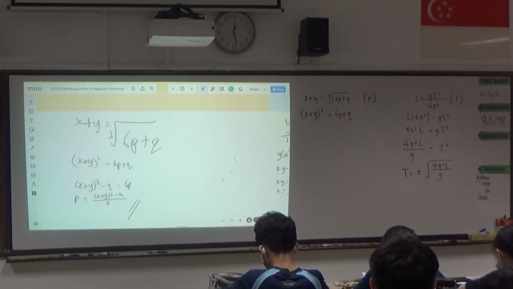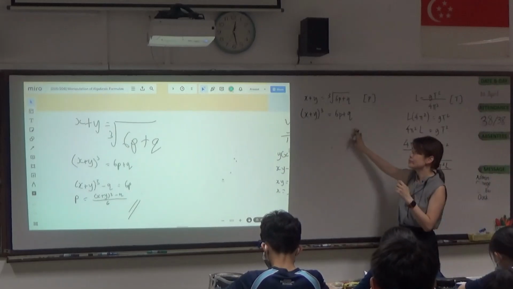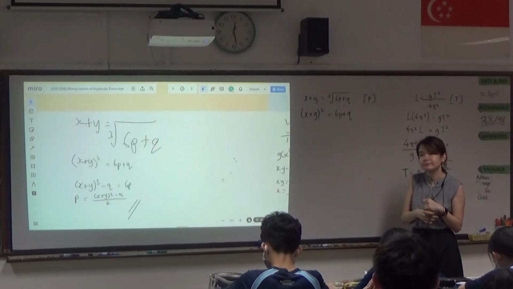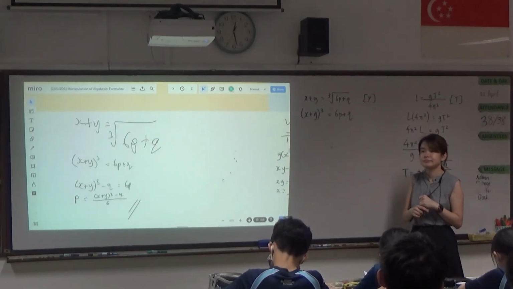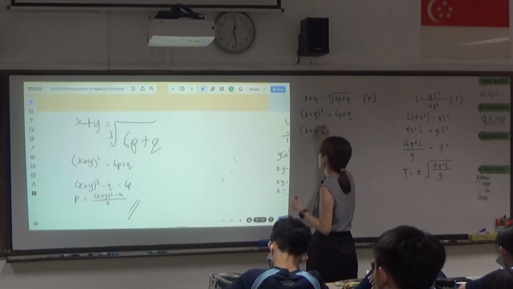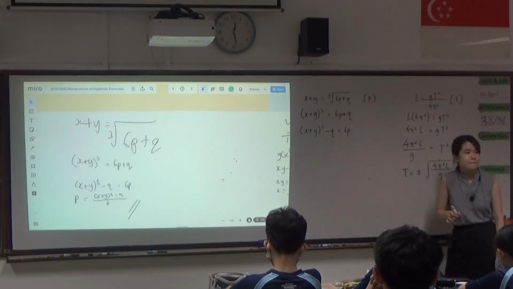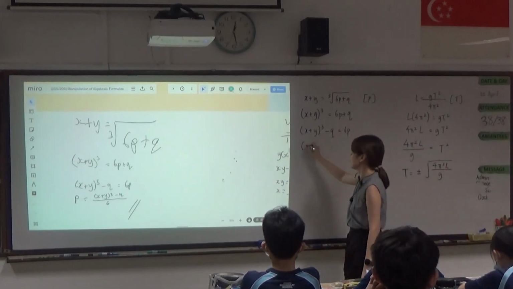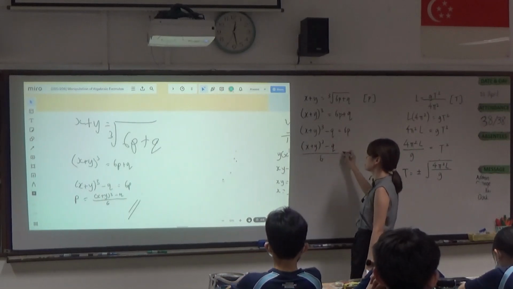We want P to be the subject. So what do we move? Exactly. We move the q over. So I should be getting (x plus y) cubed minus q equals 6p. I need to find p. So in my very last step, I should have (x plus y) cubed minus q, divided by 6, equals p.